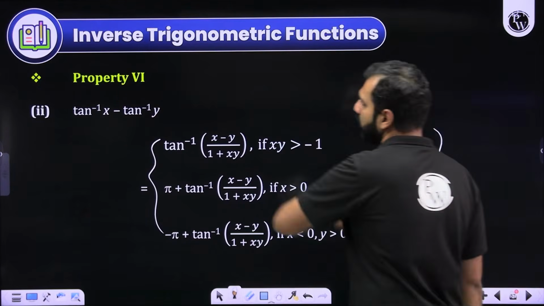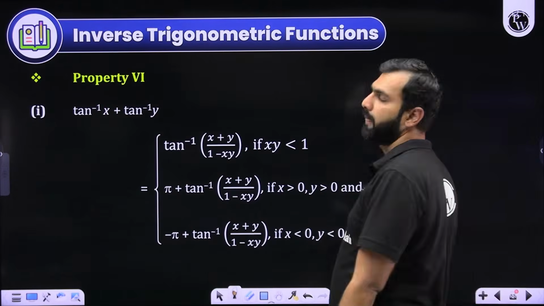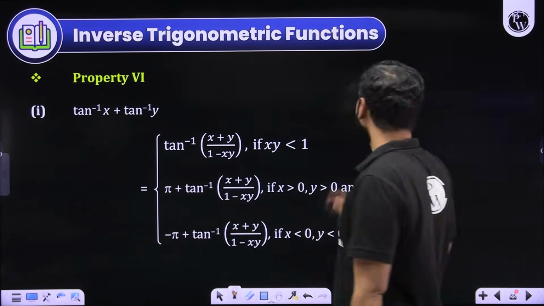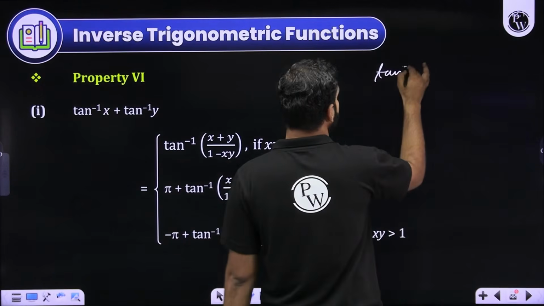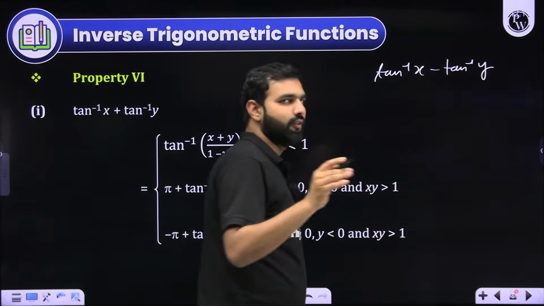Trust me, you need not remember this formula. What I am saying is, remember this version only. Sir, why are you saying this? Because if somebody says find the formula for tan inverse x minus tan inverse y, then I'll say use the property of tan inverse being odd.